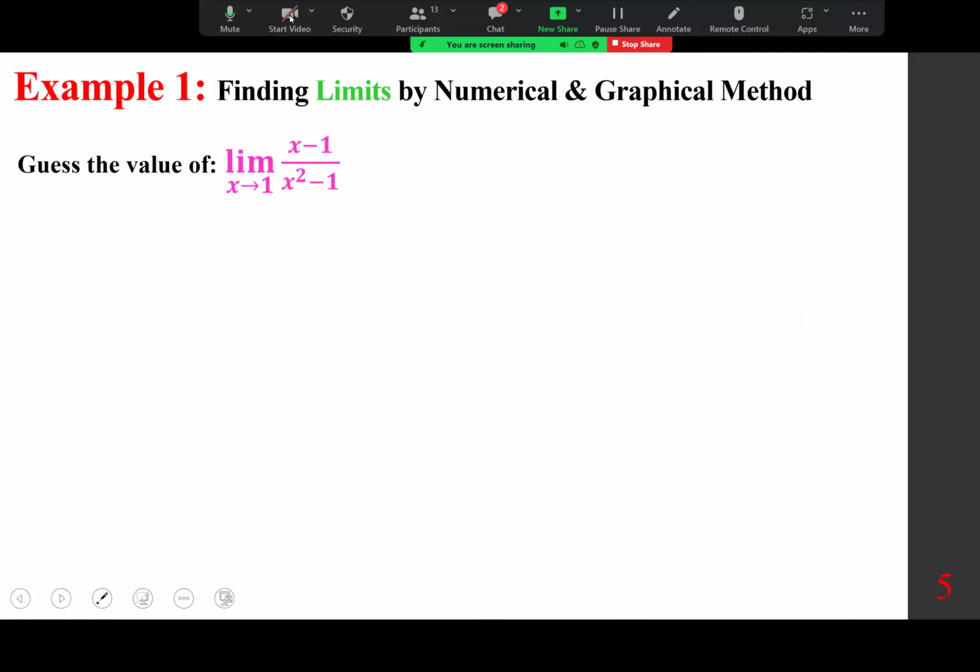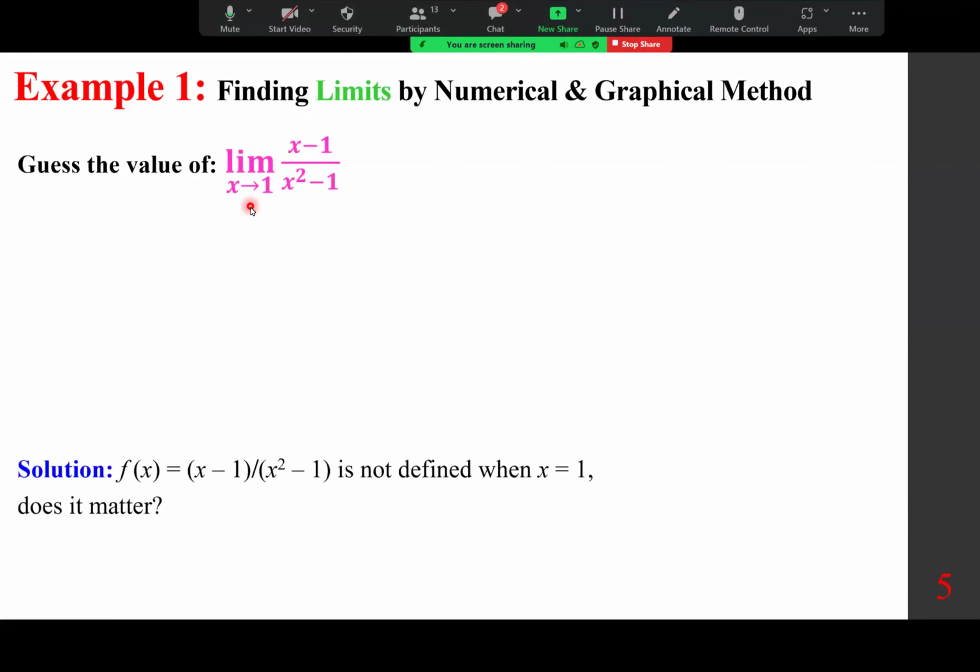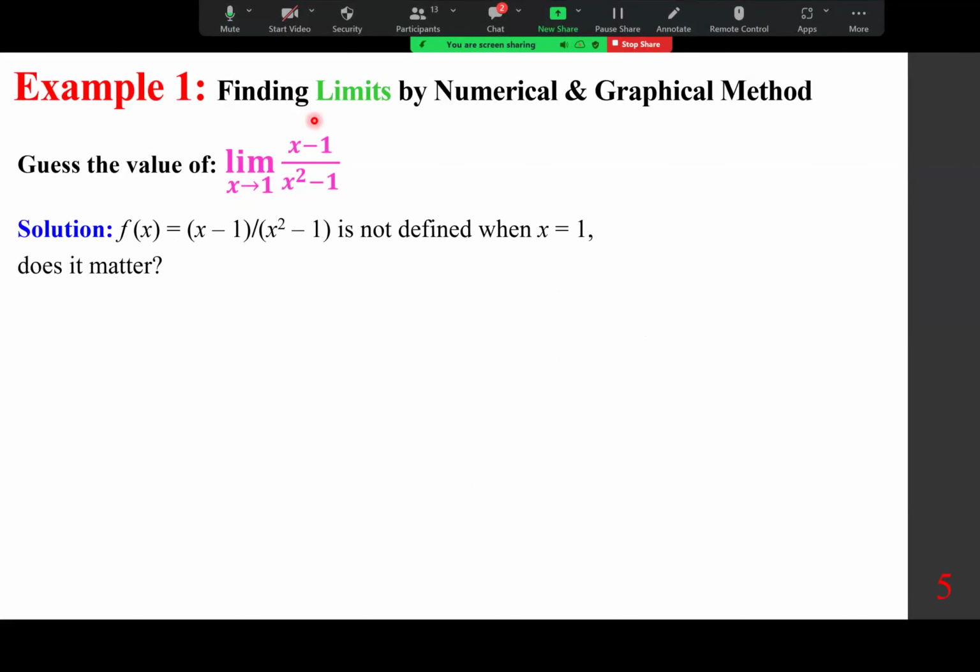All right, let's look at this example. Finding limits by numerical and graphical methods. We have the function x minus 1 over x squared minus 1. It says guess the value of the limit of x minus 1 over x squared minus 1 as x approaches 1. And let's see how we approach that. Notice if we call this f of x, it is not defined when x equals 1 because it makes the denominator 0. Does it matter? And the answer is no, because we are not saying x equals 1. We are saying x is approaching 1.